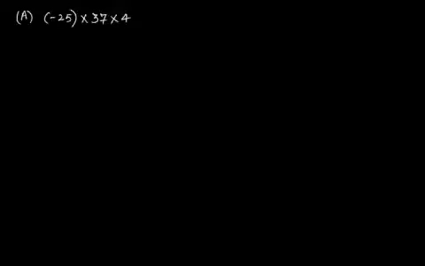Suppose you have this multiplication and you have to find the product of these three numbers: minus 25, 37 and 4. One way to find the multiplication is that you multiply 25 by 37, and whatever you get after that multiplication, you then multiply that product with 4.